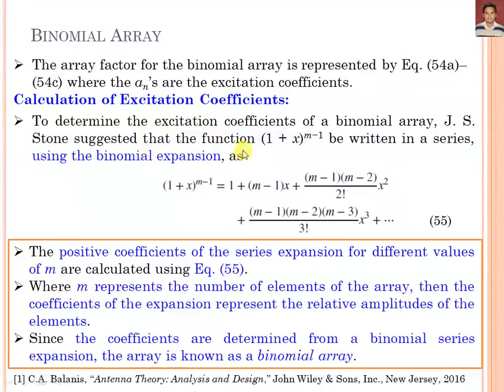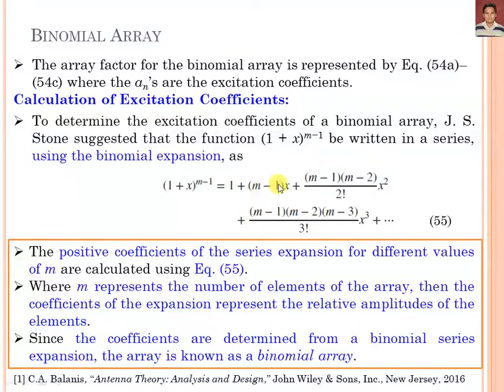J.S. Stone suggested that the function 1 plus x to the power m minus 1 can be written as a series using the binomial expansion. As you can see, 1 plus x to the power m minus 1. This is the popular binomial analysis through which we can calculate the coefficients for binomial arrays. Here m represents the number of elements in the array. Then the coefficient can be represented by the relative amplitude of the elements.